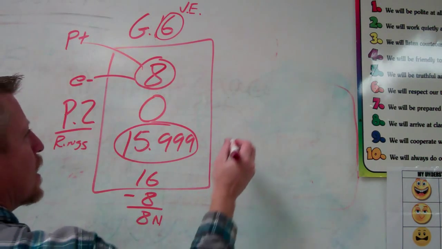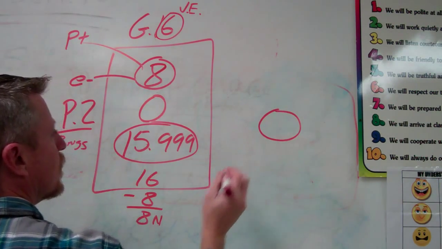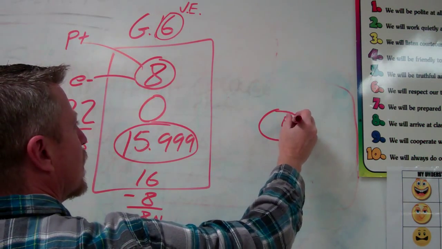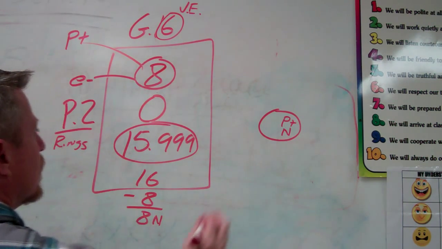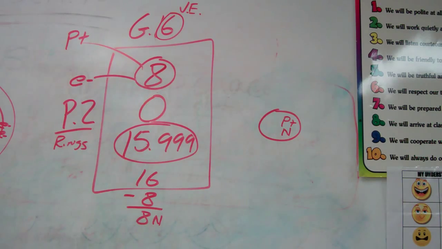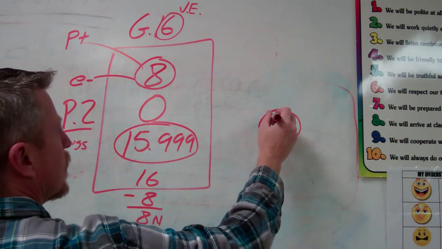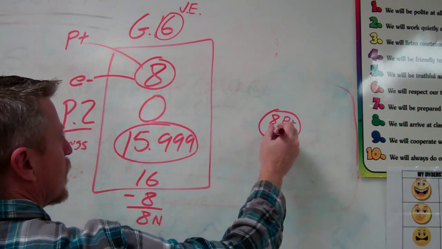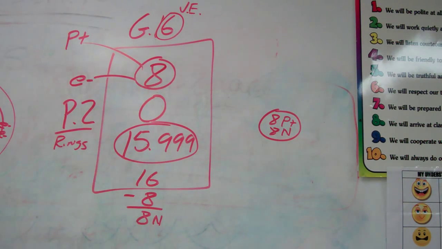Okay, so I'm going to draw my atom. What goes in the nucleus? Protons and neutrons. So I got a positive thing and a no charge thing. So how many protons do I have? 8. How many neutrons do I have? 8. Okay, how many rings should I have? 2. Good.